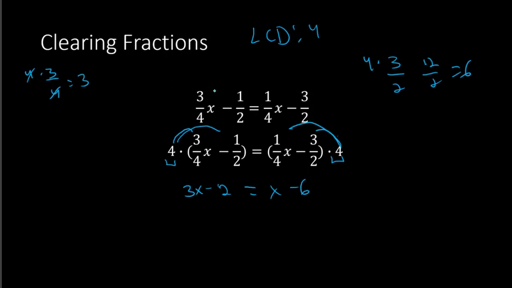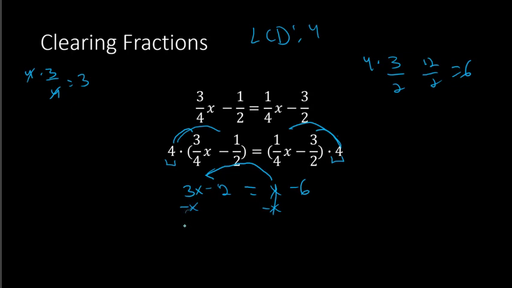So that one step of multiplying by the least common denominator makes the equation much simpler. And then from here, we can simplify the left or right side as needed. And in this case, there's nothing to simplify. So then we can bring the variables to the same side of the equation. So we can bring this 1x to the left side by subtracting it over. When we do that, the x's cancel on the right side.